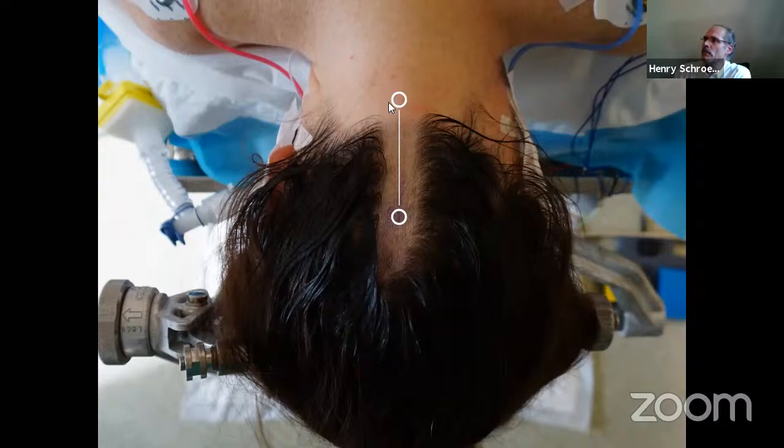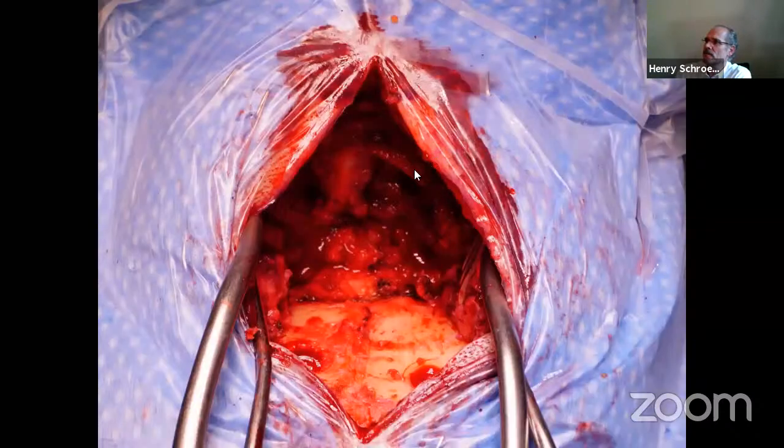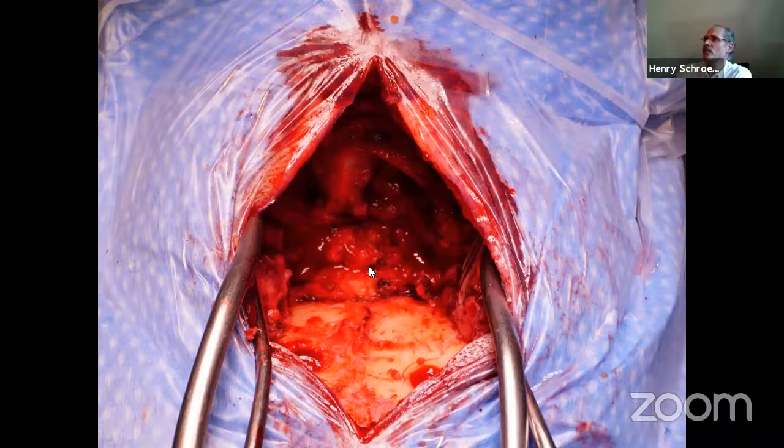So we make a marking of our skin incision. We go to the spinous process of C2, and we go to the occipital protuberance, and then we make a midline incision. And then we expose the bone here. This is the arch of C1, and this is the spinous process of C2. Sorry, but the image quality is not very good.